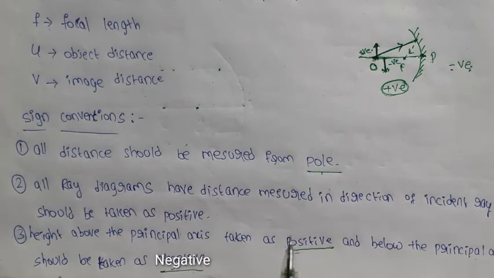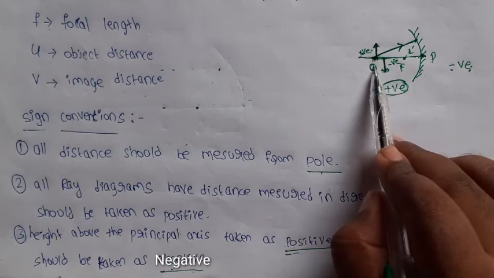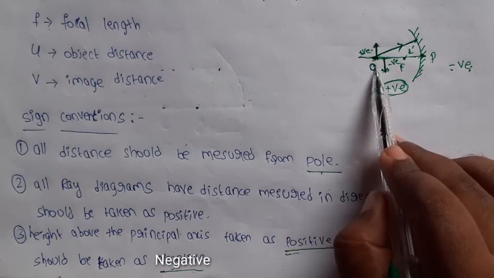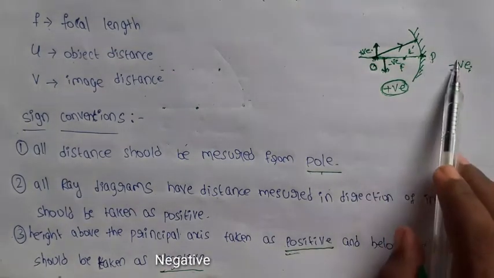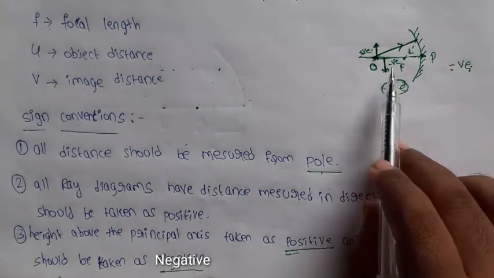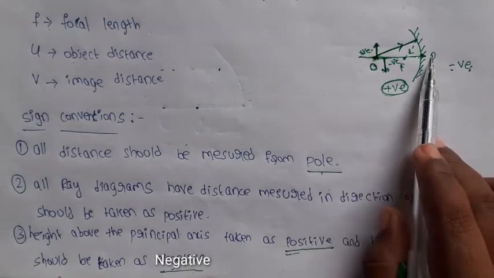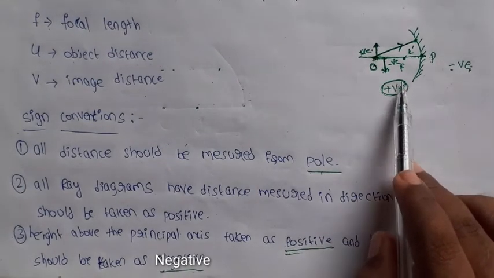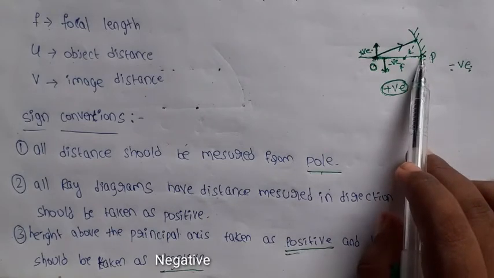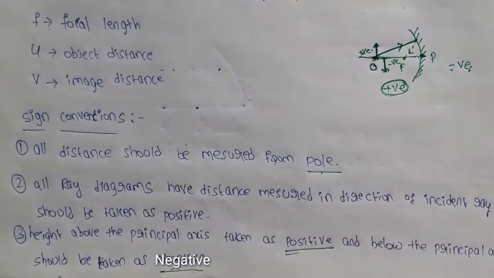Okay, these are all the sign conventions. So the distance measured from the object to the pole is called object distance. If you take the distance from object to pole, that is a positive value. If you are taking the distance from pole to object, that is a negative value.